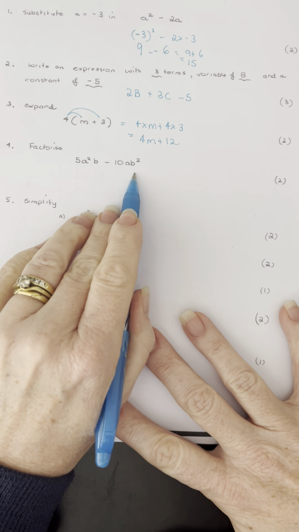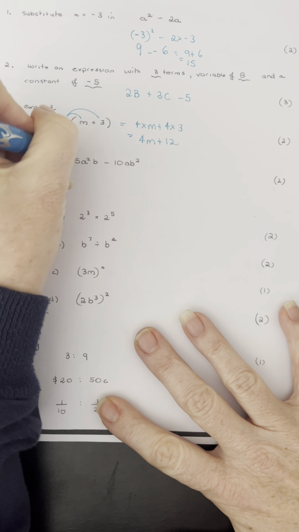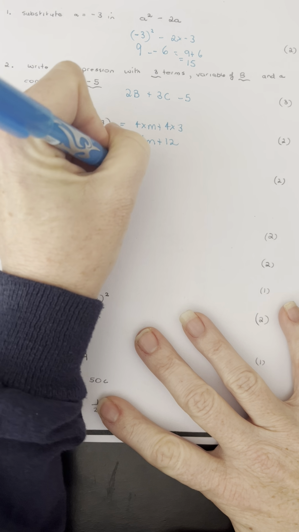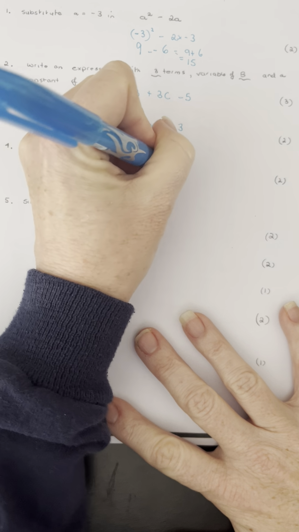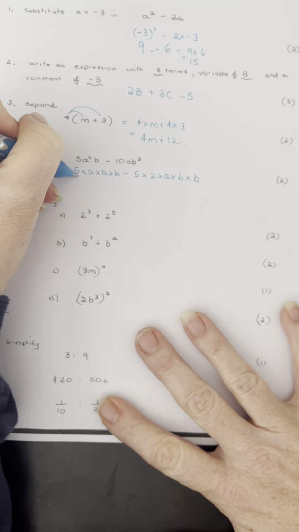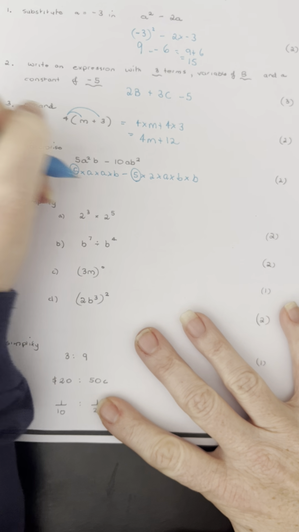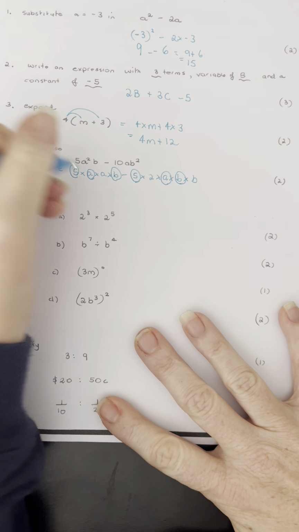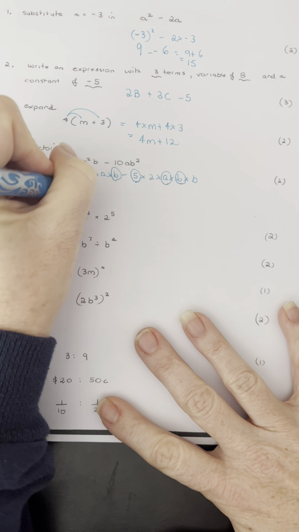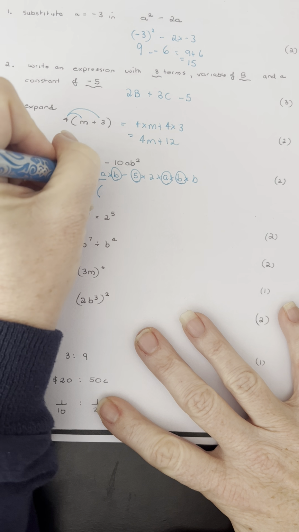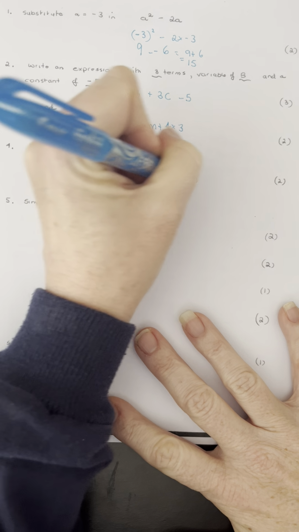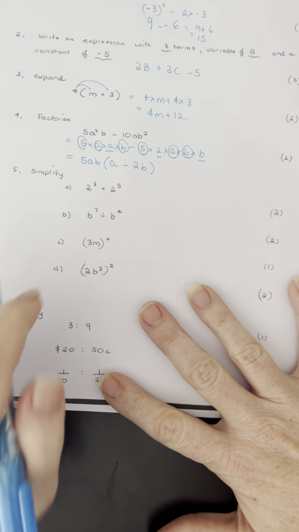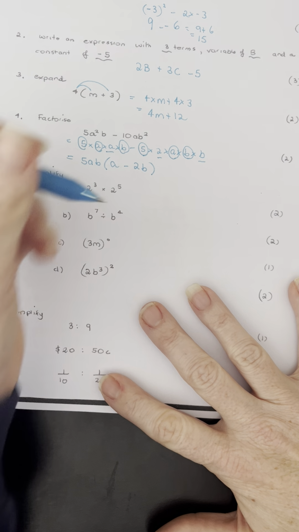Factorising, I'm breaking it down into the factors. So I've got 5 times a times a times b. Take away 5 times 2 times a times b times b. I'm going to circle the 5 in each term, an a in each, and a b in each. So that's what I'm going to put out the front of my bracket. And then inside the bracket, I've got an a left there, and I've got 2b left there. So that's my answer.